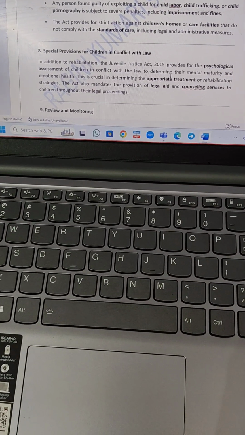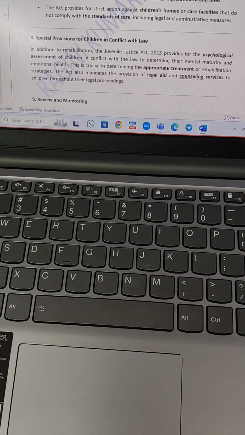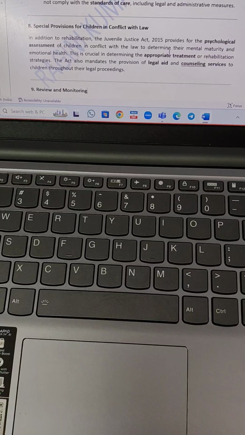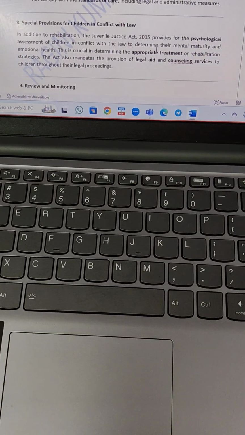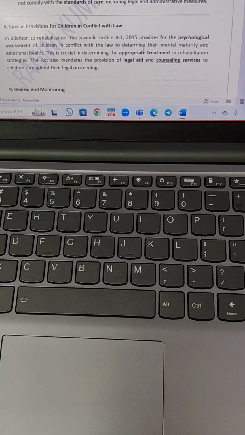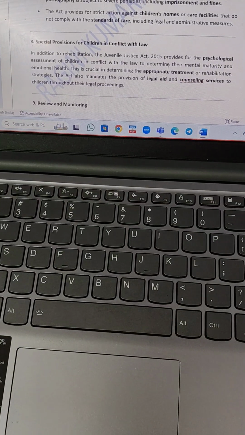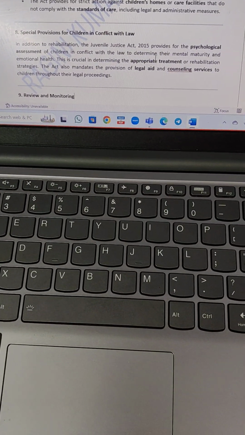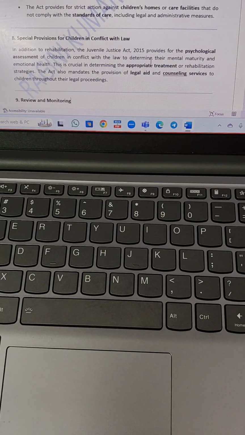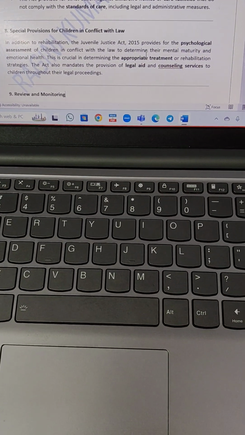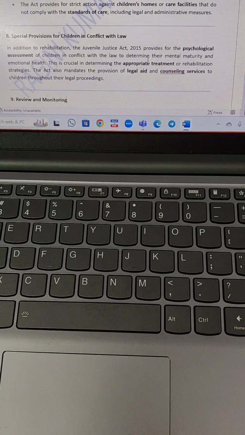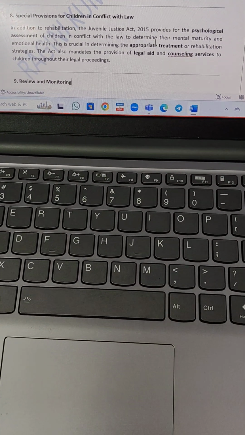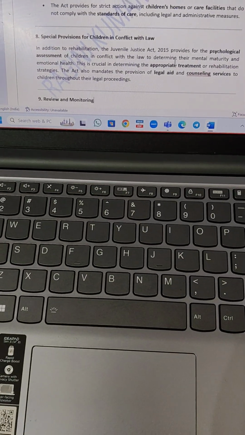Now, special provisions for children in conflict with law. In addition to the rehabilitation, the JJ Act also provides for the psychological assessment, we have already discussed this, please underline, of the children in conflict with law to determine their mental maturity and emotional health. This is crucial in determining the appropriate treatment or rehabilitation strategies. The Act also mandates the provision of legal aid and counseling services to the children throughout the legal proceedings.